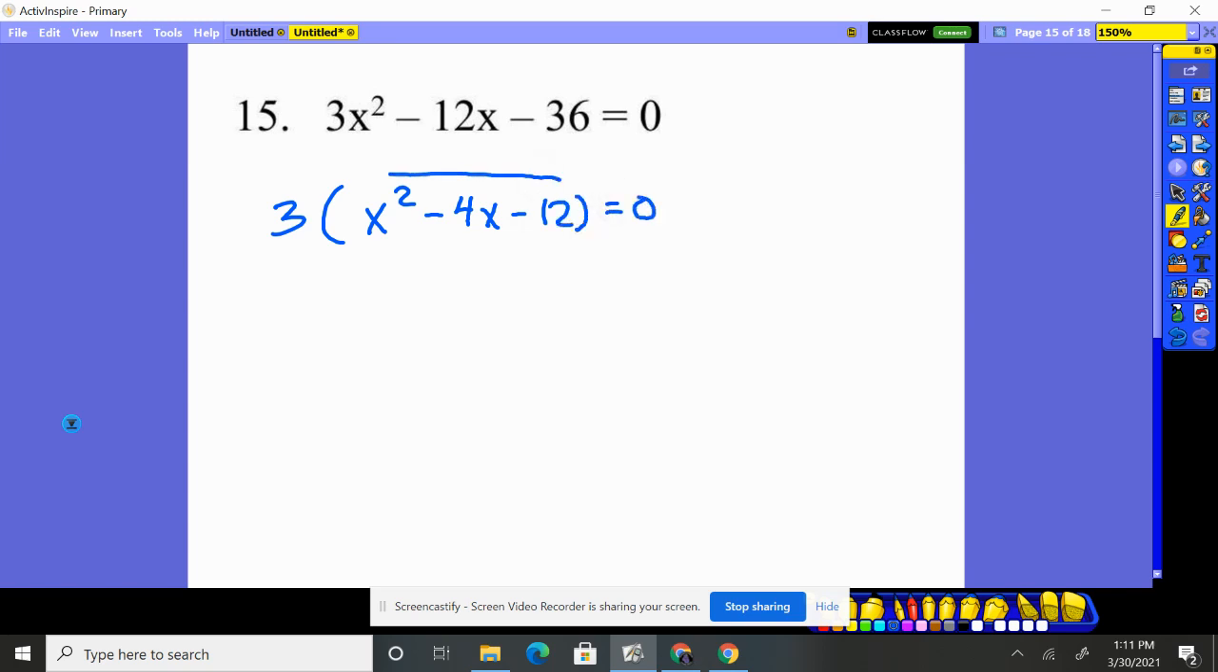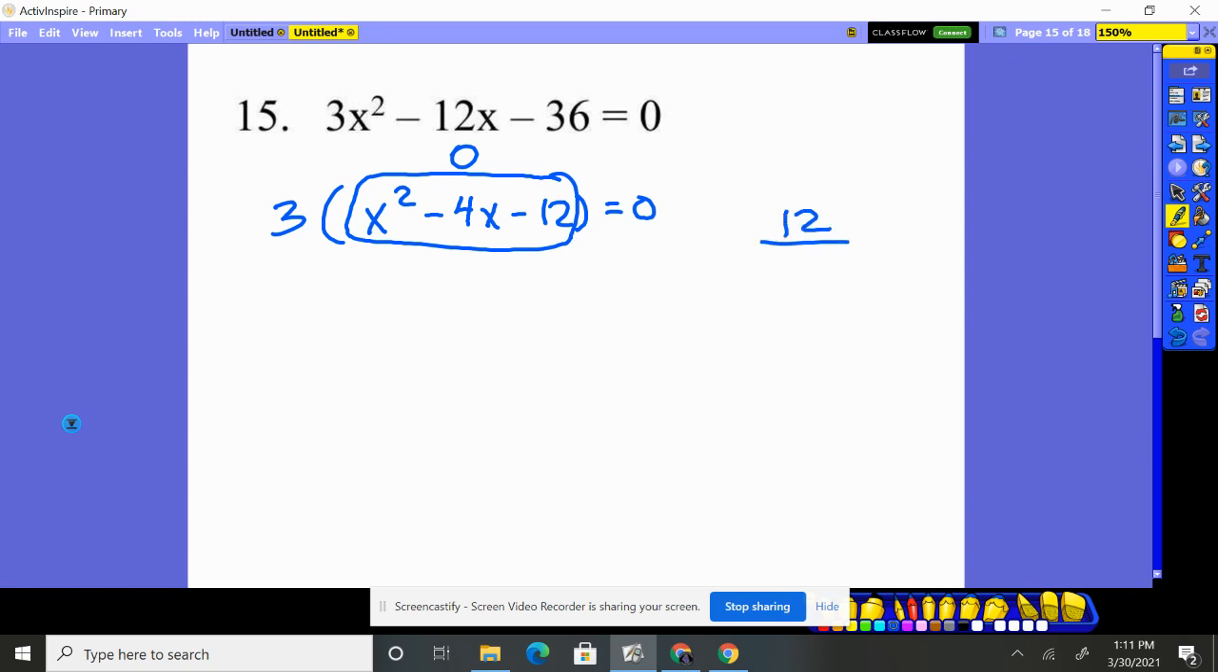So all we're going to focus on is this, because technically if you divide by 3, this piece has to be 0. And think about it, 3 times this piece has to give you 0. That means this piece has to be a 0. So what would make x squared minus 4x minus 12 0?